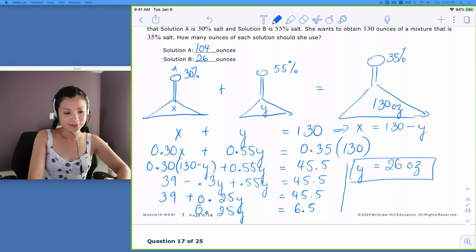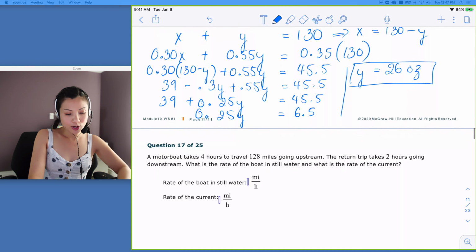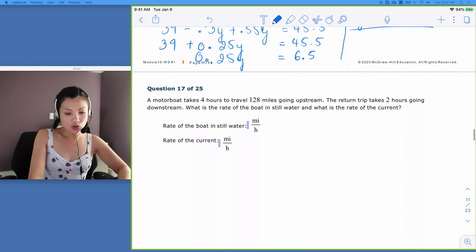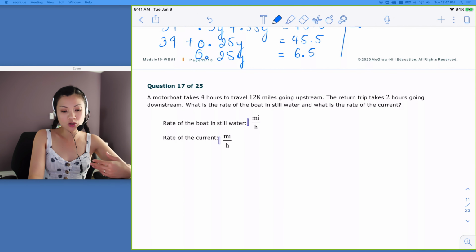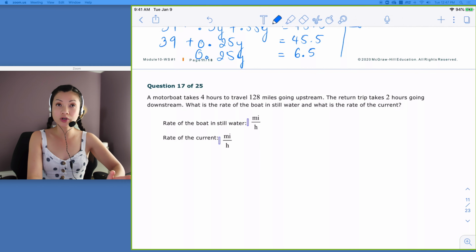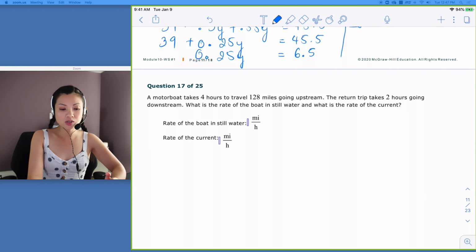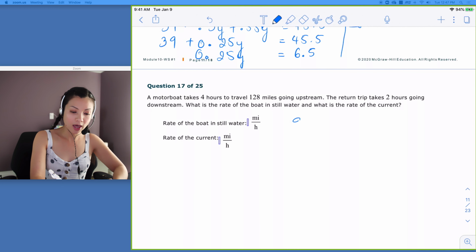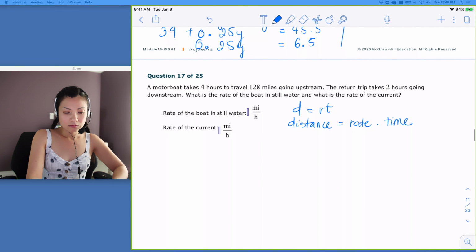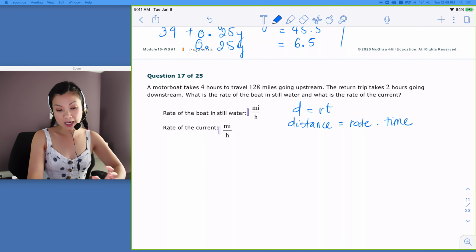Okay. All right. So number 17, when you read the problem and you see hours, miles, going upstream, downstream, you know this is a motion problem. So what we have is D equals RT. D is for distance, R is for rate, and T is time. Now, for this problem, I recommend you make a table.